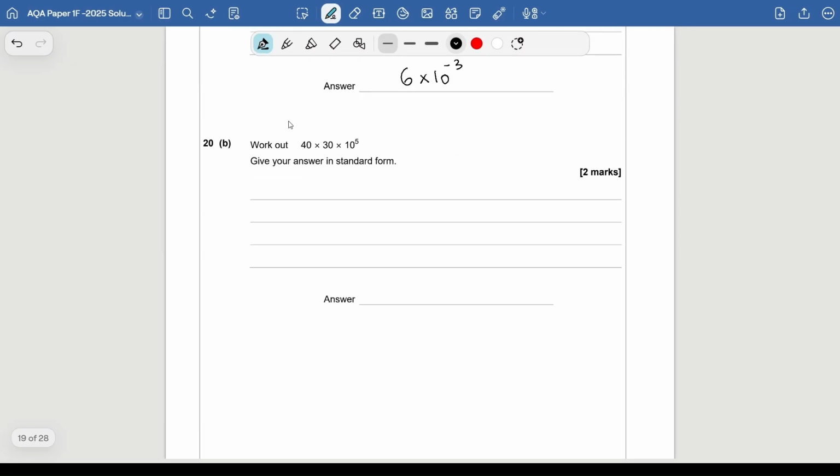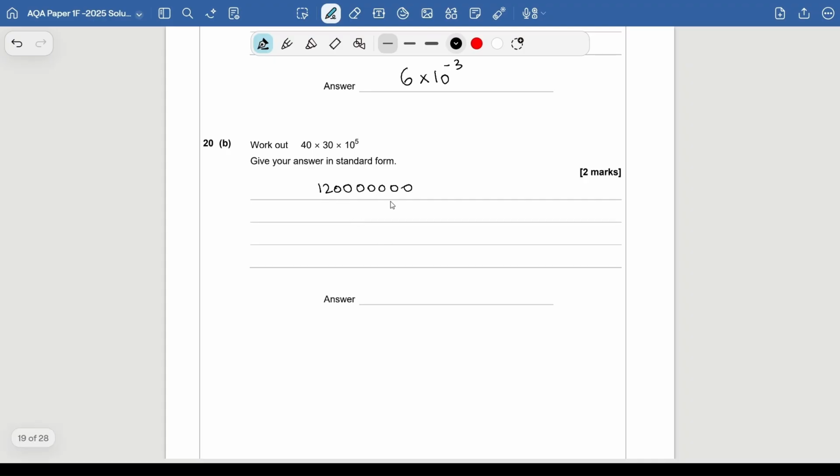All right. Work out 40 times 30 times 10 raised to 5. Give your answer in standard form. So 40 times 30: 4 threes are 12, so that's 1200 times 10 to the power 5. So 10 to the power 5 is 5 zeros: 1, 2, 3, 4, 5.